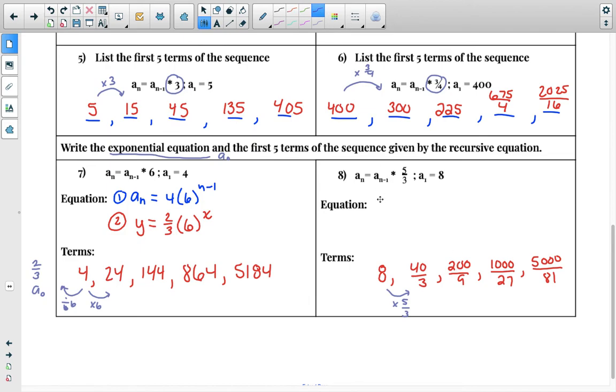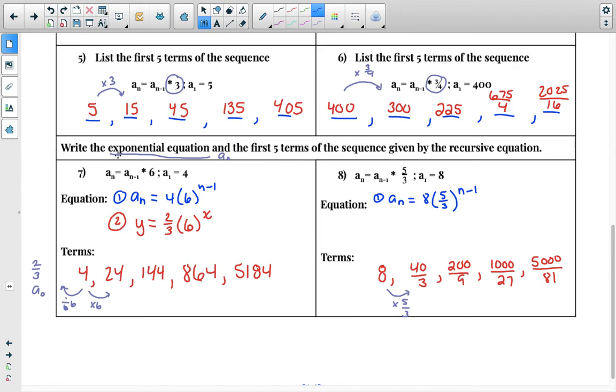So let's go ahead and write our explicit form in here because we have everything we need for the explicit. This would be a sub n equals our a sub 1, which was 8, times our common ratio of 5/3 raised to the n minus 1.